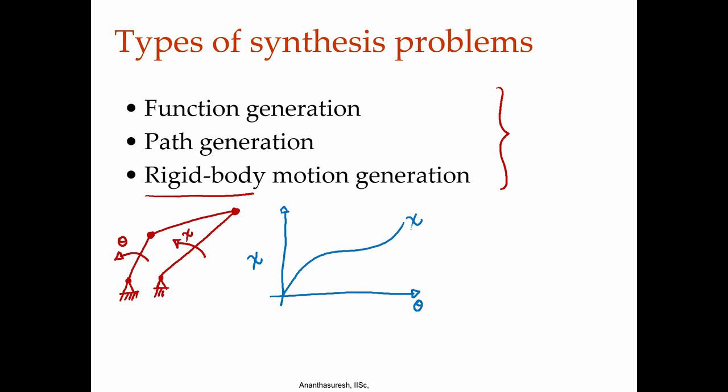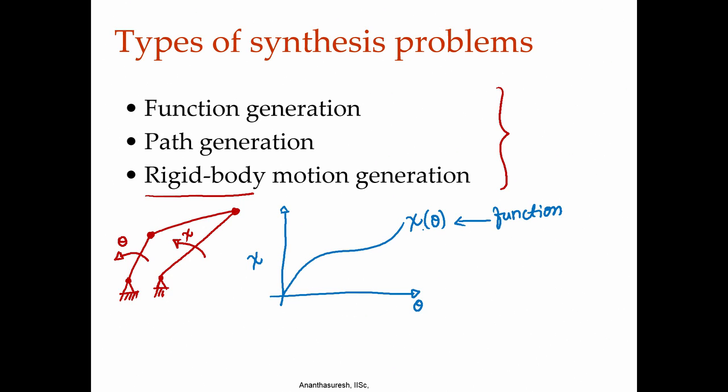So, here psi is a function of theta. So, this is the function. So, somebody wants a function of this kind, then you need to synthesize the lengths of the bodies and the initial configuration, so that you get psi theta.